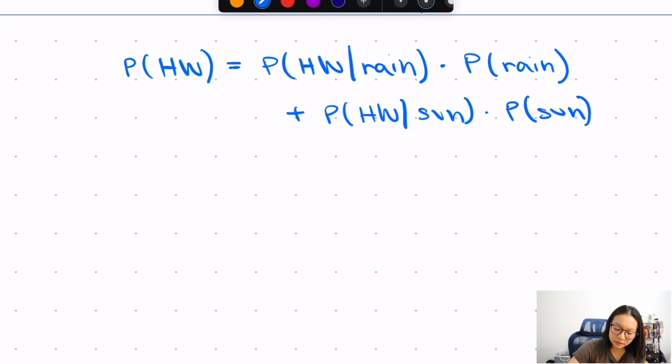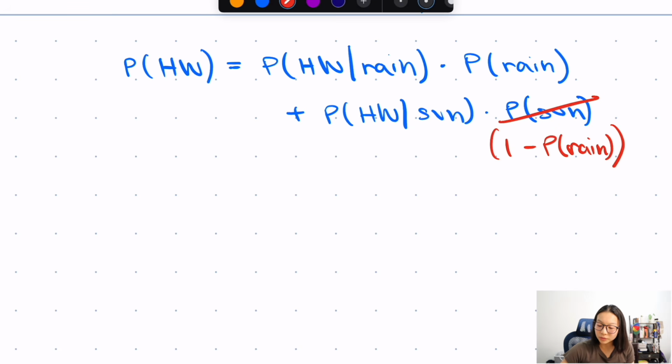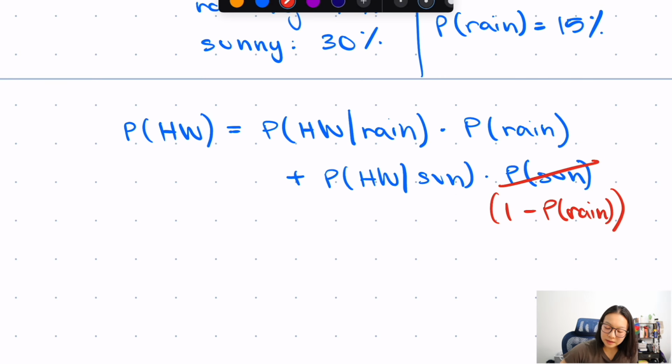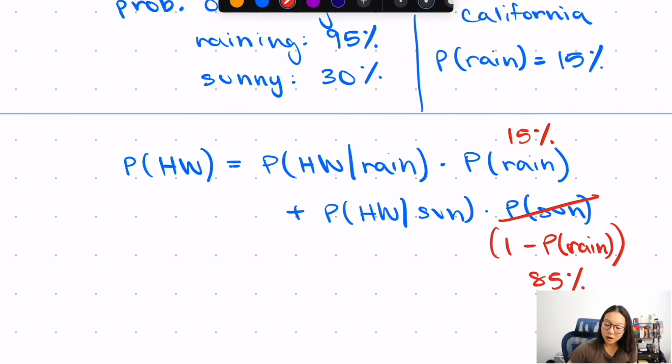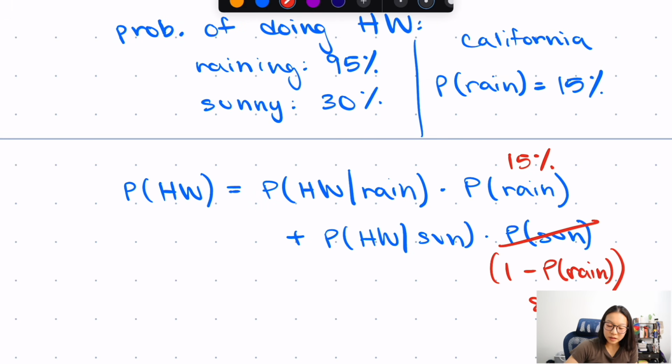And now this sun we actually know is equal to 1 minus the probability of rain, because either it's rainy or it's sunny. There's no in between. So that means that this is equal to 85%. And we know that probability of rain is 15%. The probability that I do homework given that it's raining, well, that's 95%. The probability that I do homework given it's sunny, 30%.